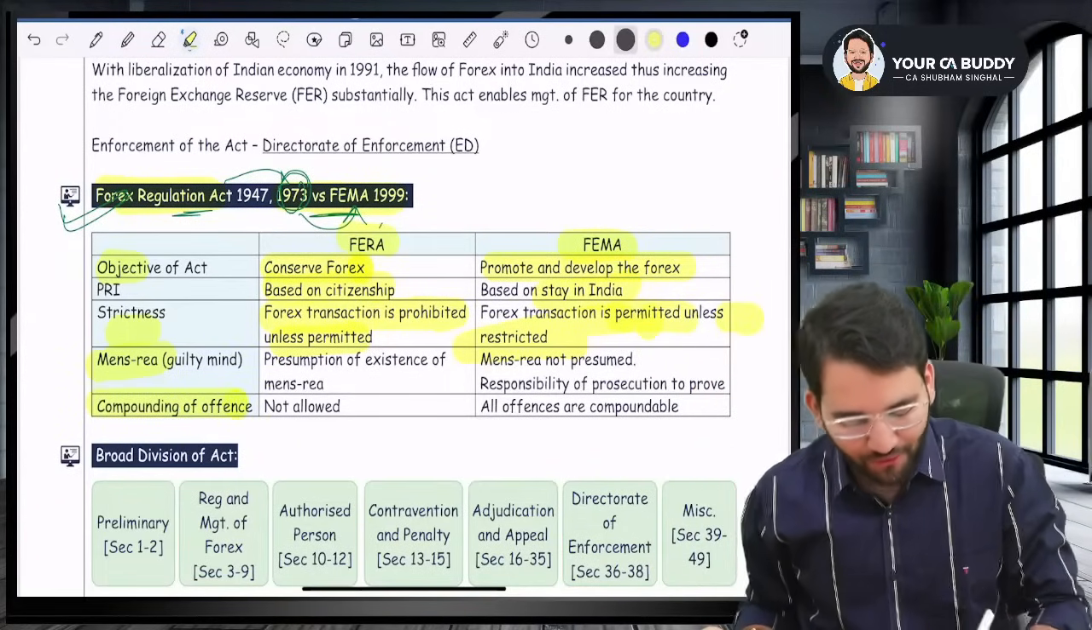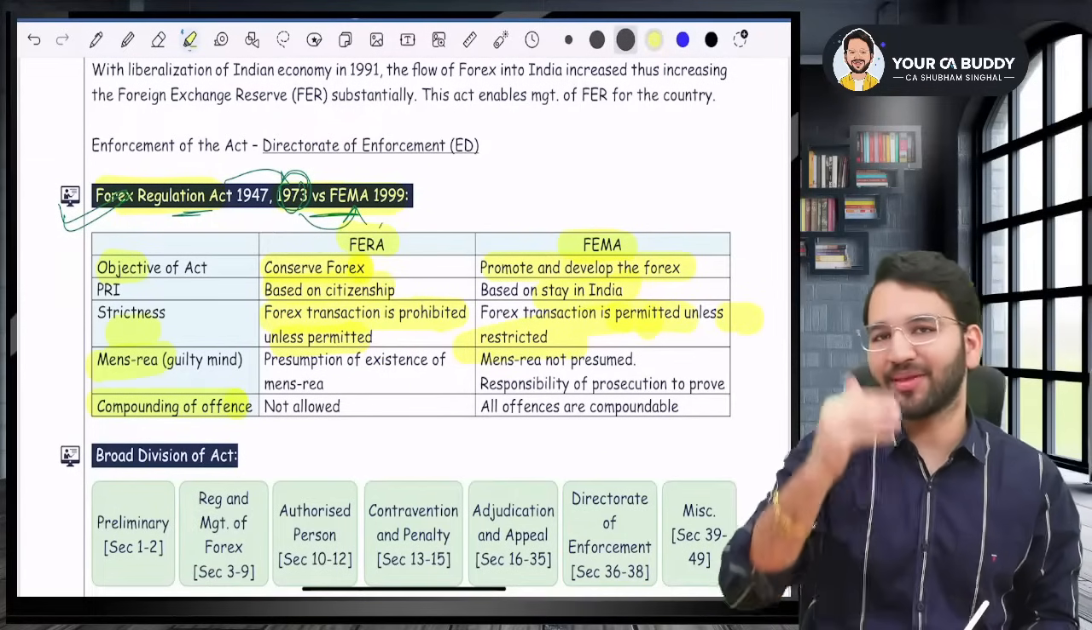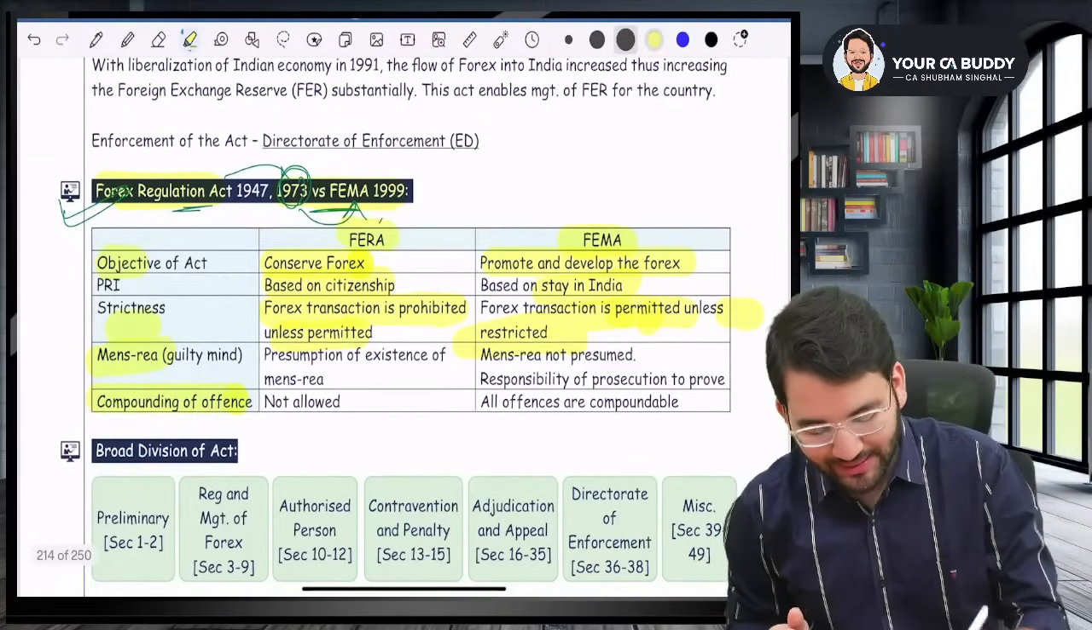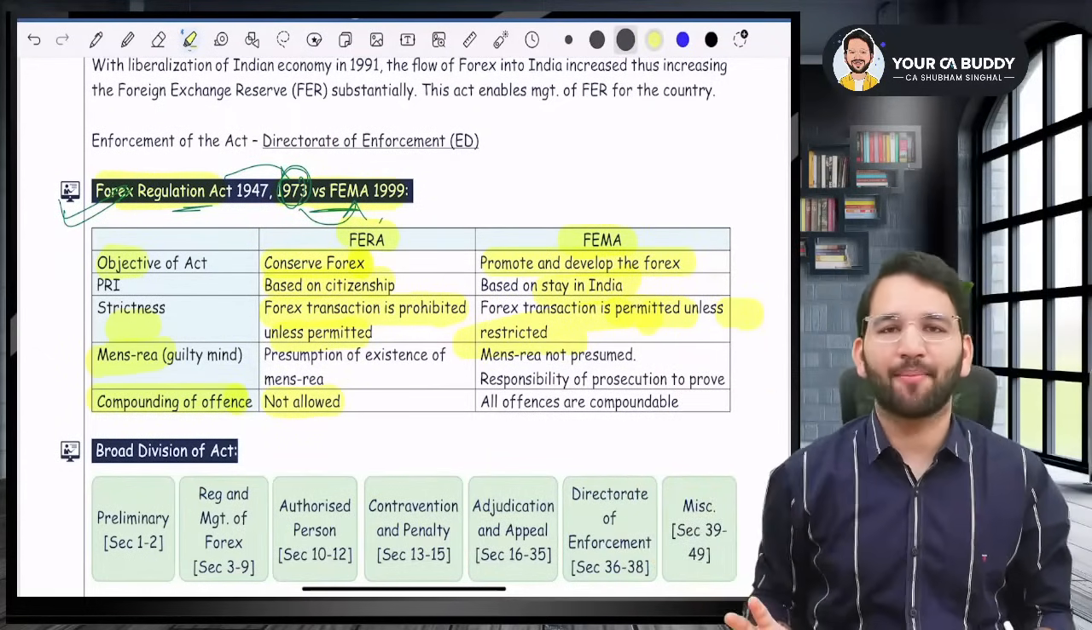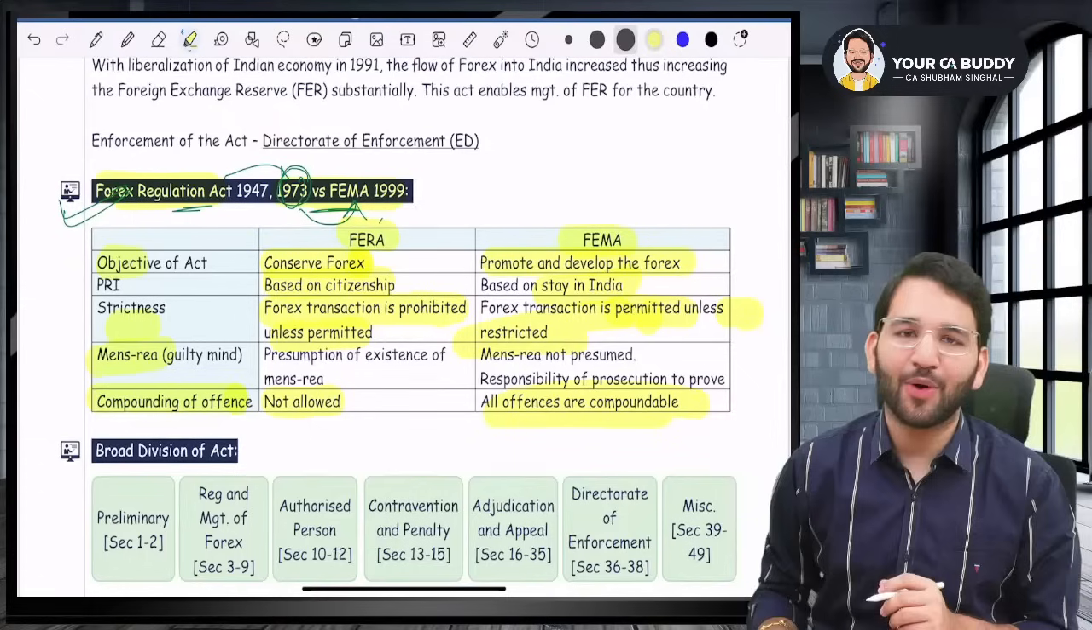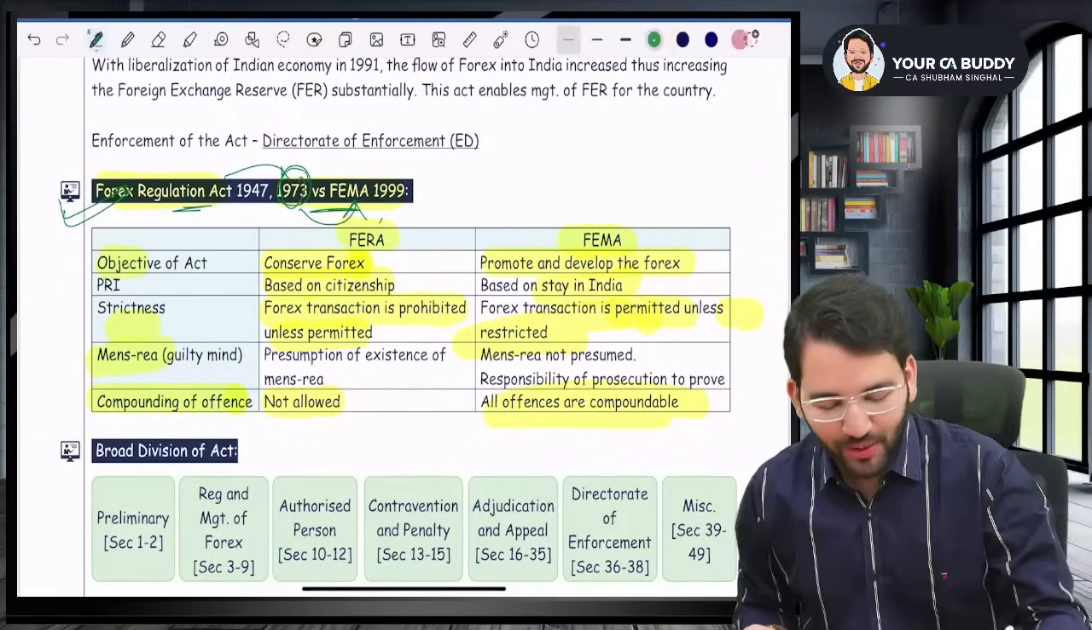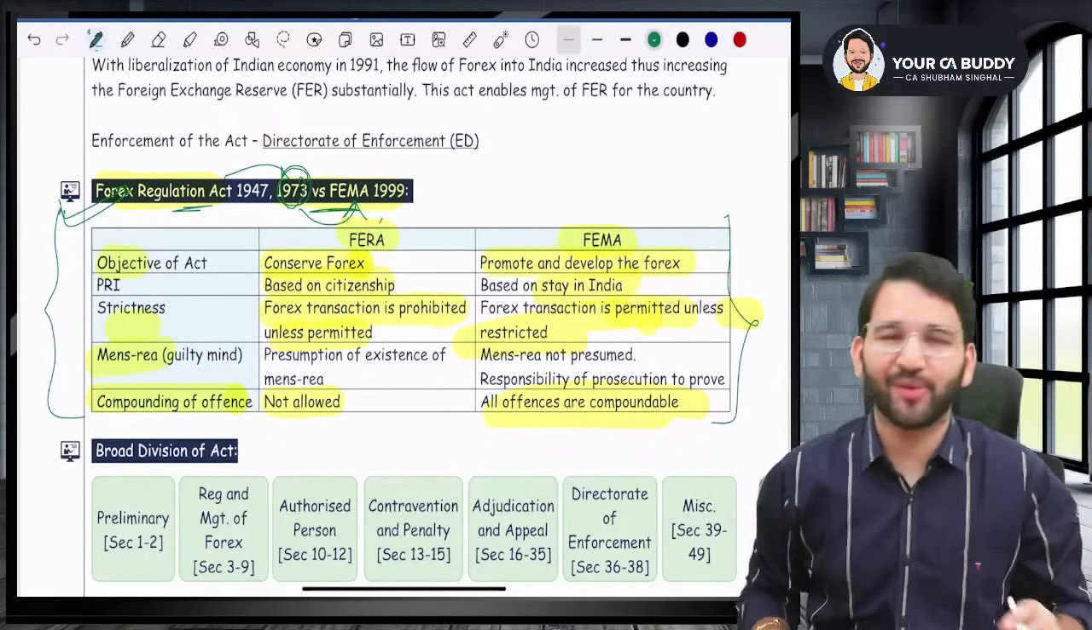Fifth point, compounding of offense. So what is compounding of offense? Something that we will study in LLP. But please understand, in case of FERA, compounding of offense was not allowed. But in FEMA, all the offenses are compoundable. All the offenses are compoundable. Are you with me? Yes, sir. What is this? Sir, this is your difference between FERA and FEMA.